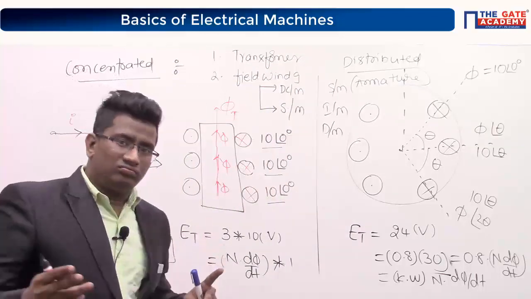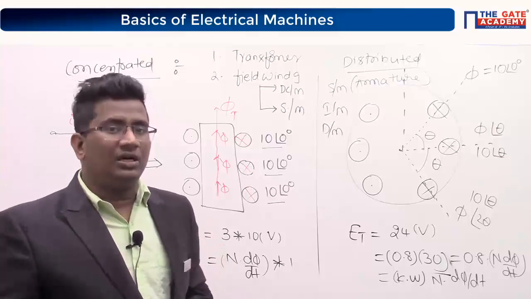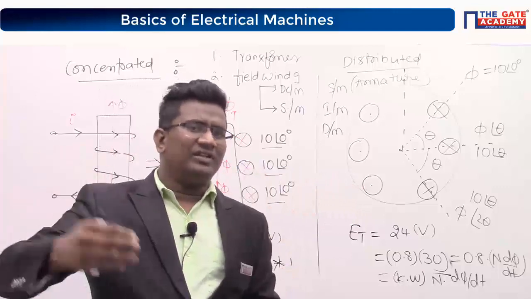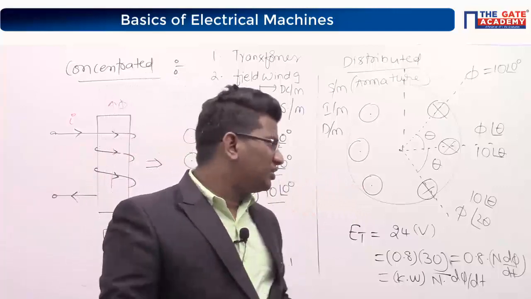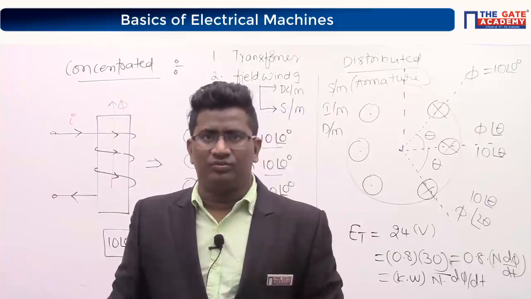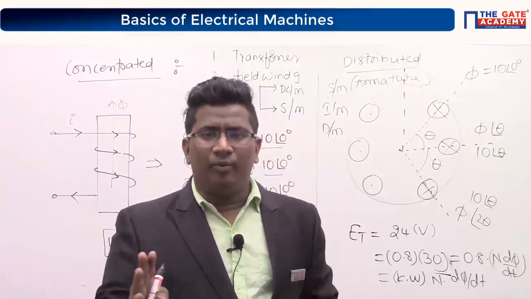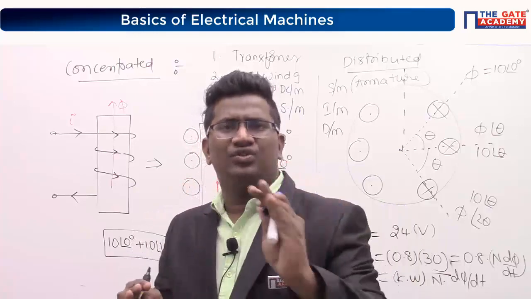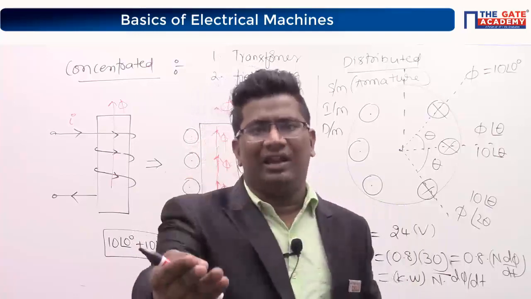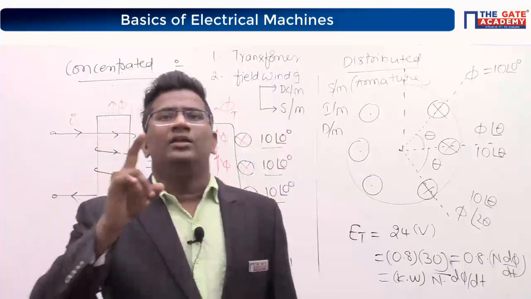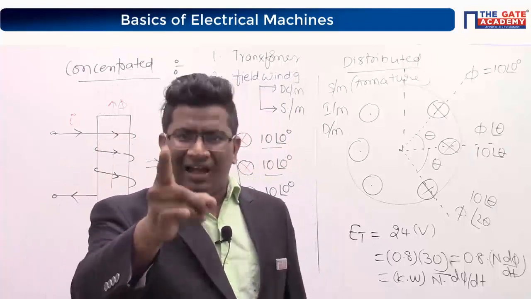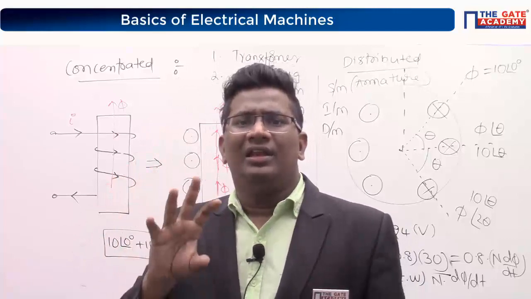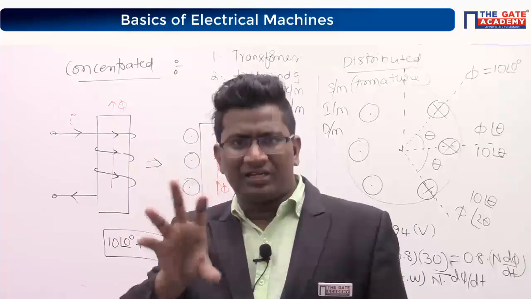Now, what is the advantage of distributed winding and concentrated winding? That we will see when we go to induction machine, synchronous machine, and of course transformer also. I hope you have understood completely about distributed and concentrated. If not, tell me, I will answer. Distributed winding is the rotating part.